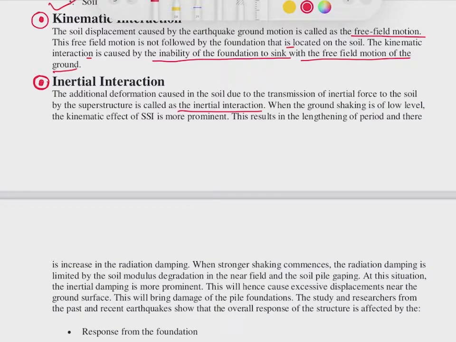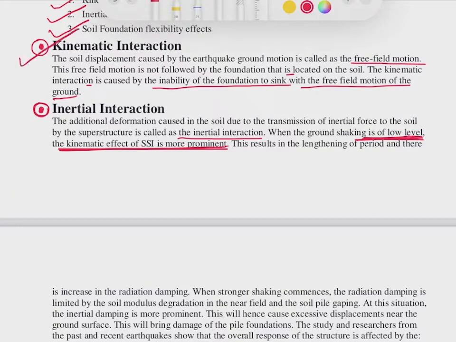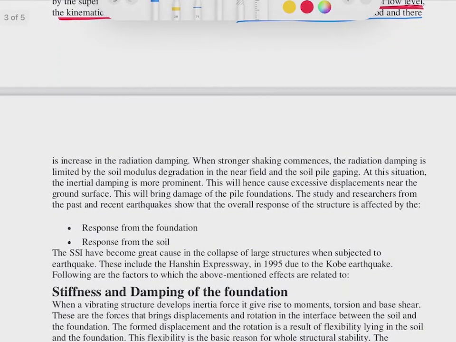When ground is shaking at low level, then the kinematic effects become more prominent. At low level, which interaction will become more prominent? Kinematic interaction. Because the inability of the foundation will be there to sink with the free field motion, and this results in the lengthening of time period, and there is increase in radiation damping ratio. But when there is stronger shaking of the ground, then what will happen?